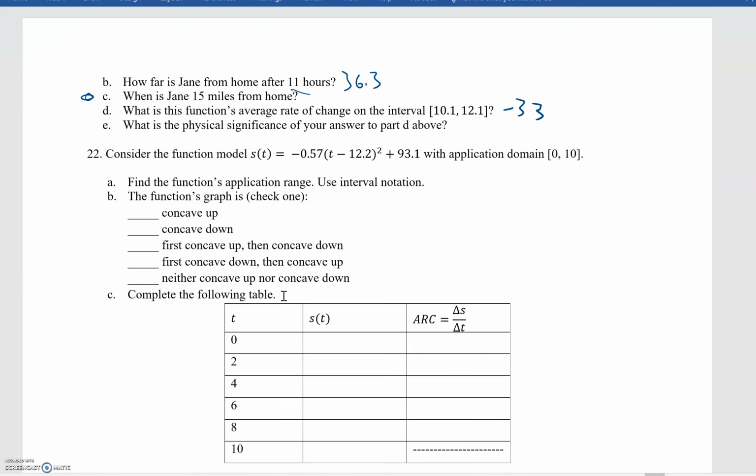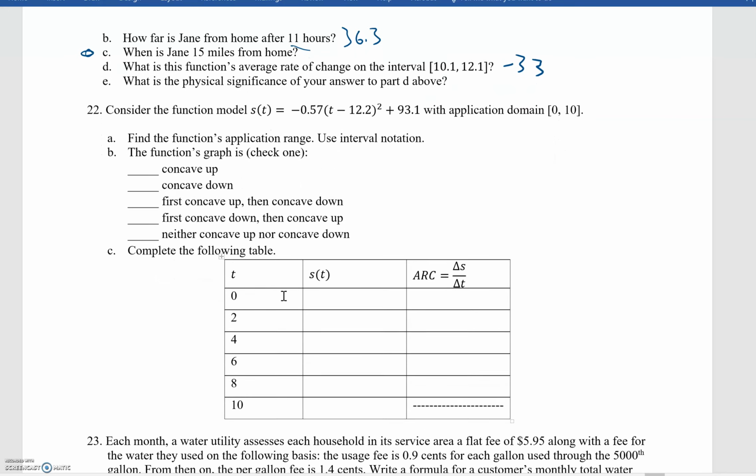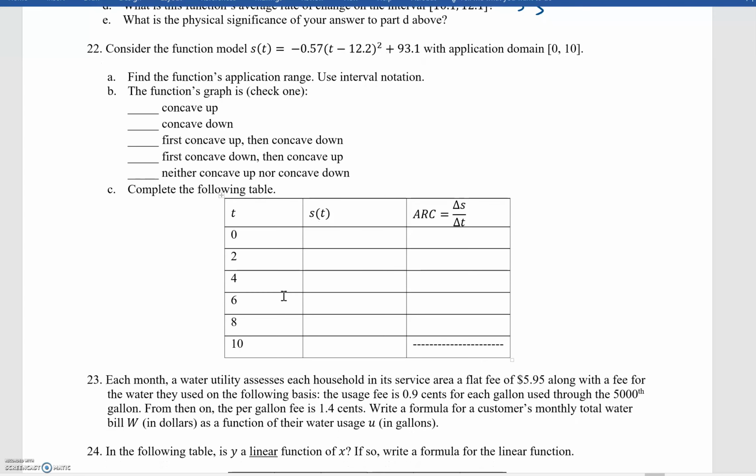Continuing through these Unit 1 practice problems, we are now on question 22. Consider the function model s of t equals negative 0.57 times (t minus 12.2) squared plus 93.1 with application domain 0 to 10. So we've got some function with a limited, restricted domain, and then we have a bunch of questions about it.